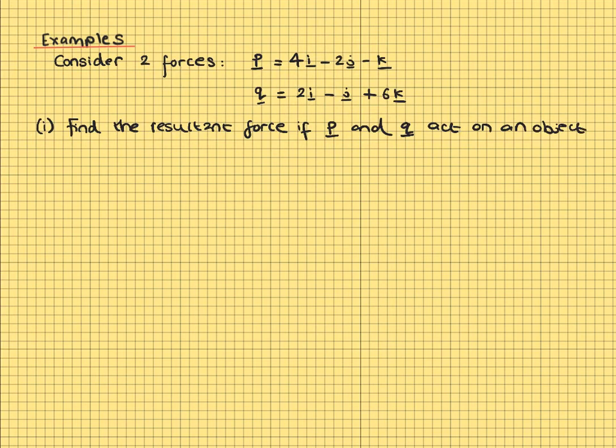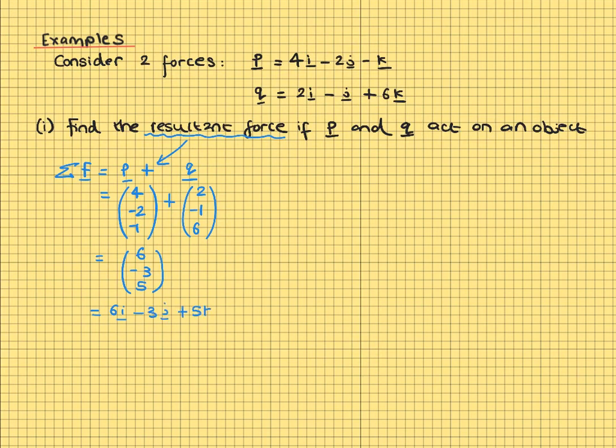Now, to find the resultant force, remember, we're looking for the vector sum of the forces. So we are looking for sigma F, which is force P plus force Q. Now, you can add the forces in their ijk component form. Some people prefer to write them in column format so they don't get themselves confused by the letters involved. Either way, it doesn't really matter. This gives us a column of 6, negative 3, 5, or in component form, 6i minus 3j plus 5k.